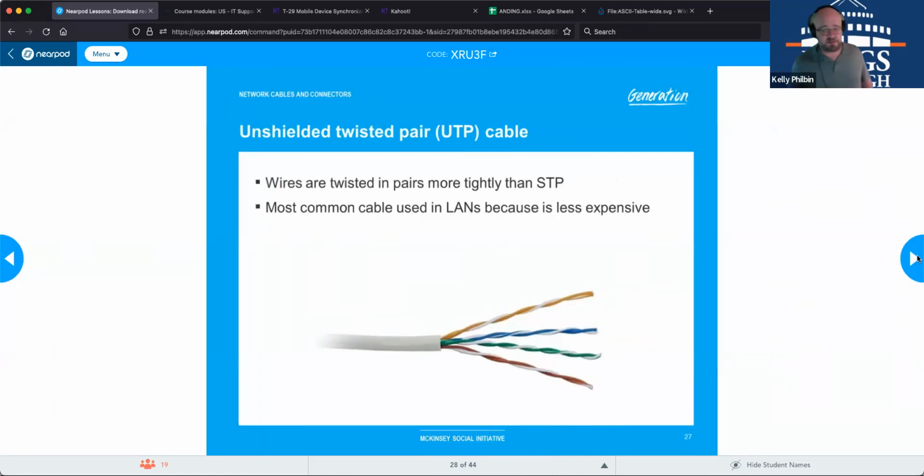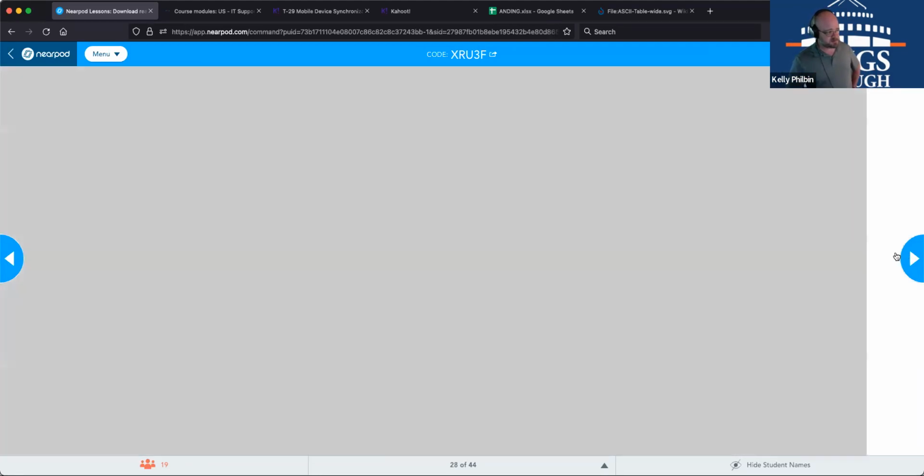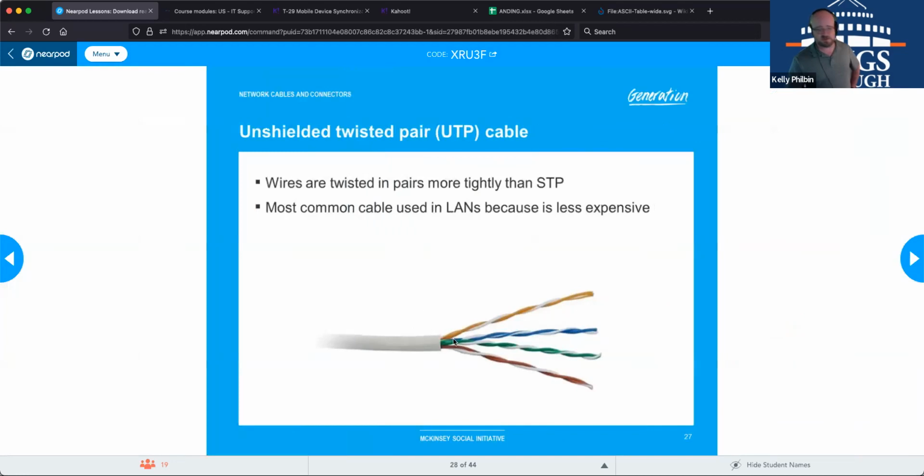All right. Here we go. UTP, unshielded twisted pair. Looks exactly the same, right? You got the 4 sets of twisted wires, but we don't have the tin foil, right? So you can see it, we get up here, there is no shielding. You still have that PVC coating, but it's just the 4 twisted wires in here.